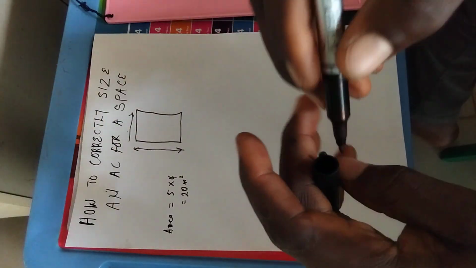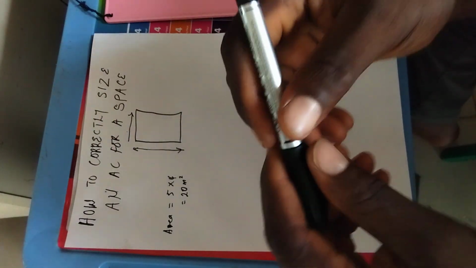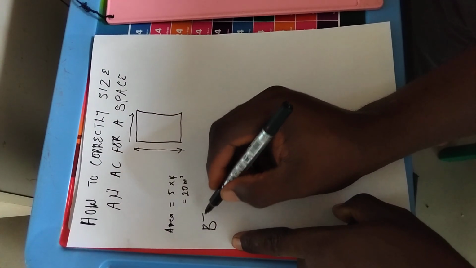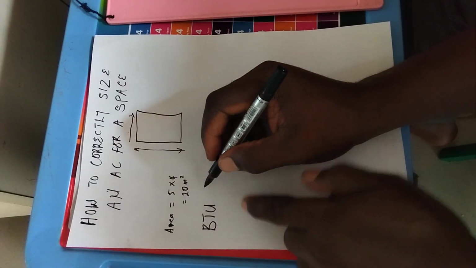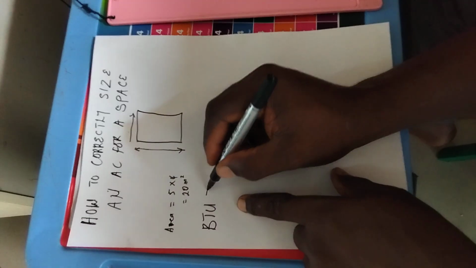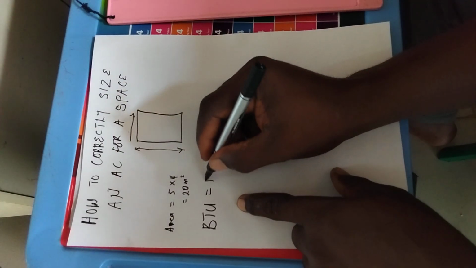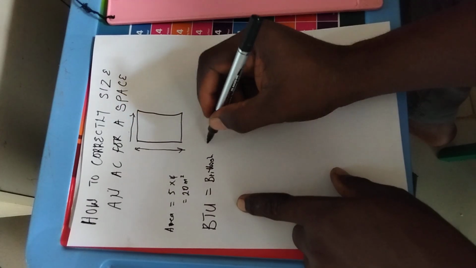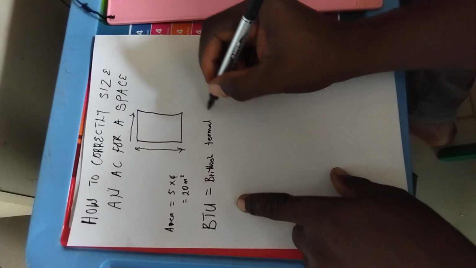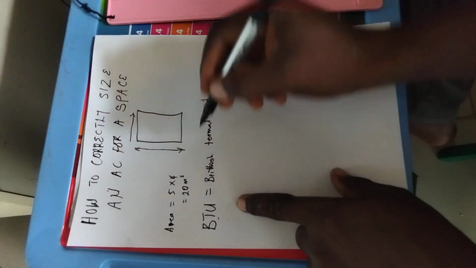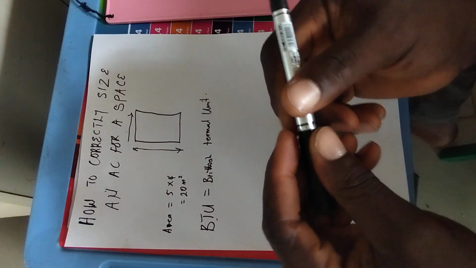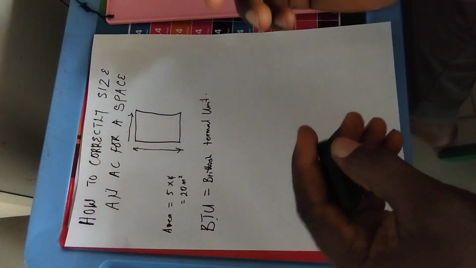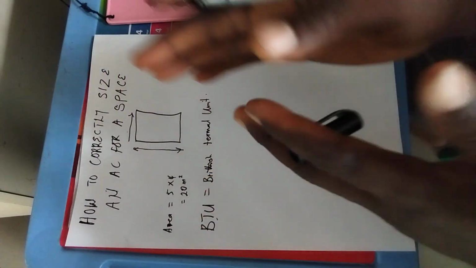Now, this 20, you need to calculate it by the BTU. BTU means British Thermal Unit. That is the full meaning of BTU. This is what we use to know the size of an air condition. Now, BTU has a particular constant that you multiply by the area to know the size of the AC you need to get for it.